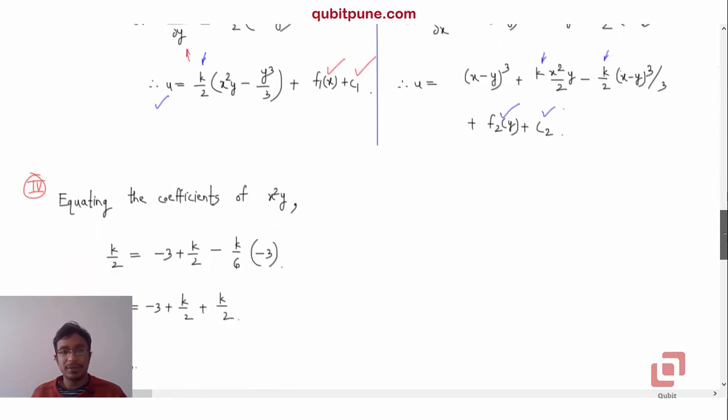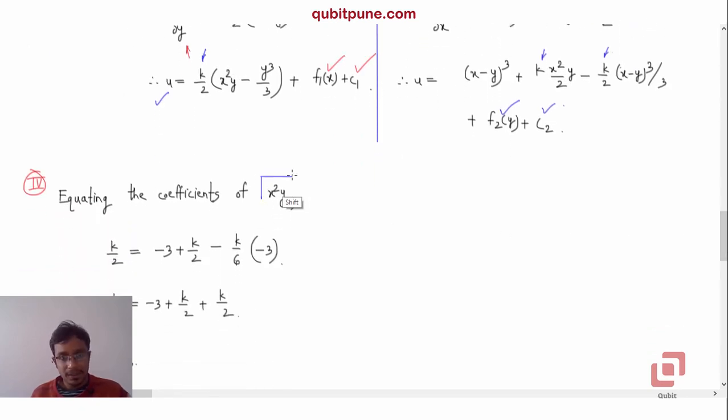So let's just consider one of those terms. So let's consider x squared y. There is no chance that f1 of x and f2 of y will have both x and y together, so it's enough if we compare the coefficients of x squared y in both the expressions that we have got for u. So on one side we just have k by 2 in this part, the left one, and in the right one, if you expand x minus y bracket cube, it is x cube minus 3x squared y. So that minus 3 is present here.